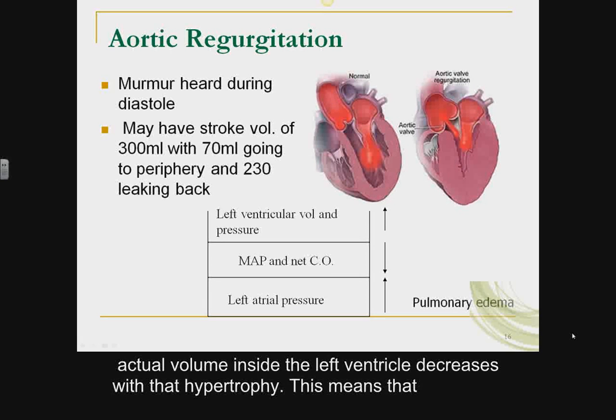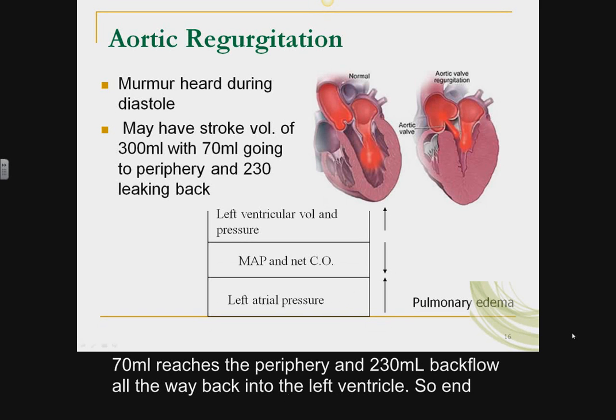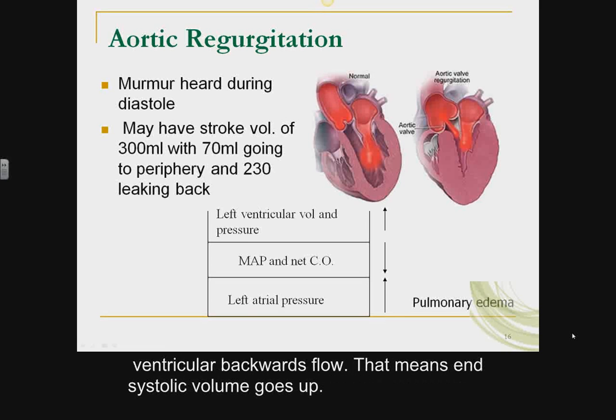This means that the person may end up compensating with a stroke volume of, say, 300 milliliters, but then 70 milliliters reaches the periphery and 230 milliliters backflow all the way back into the left ventricle. So, end systolic volume, of course, is going up. Ventricular volume goes up because of this ventricular backwards flow. That means end systolic volume goes up.